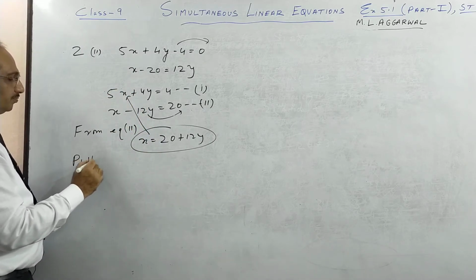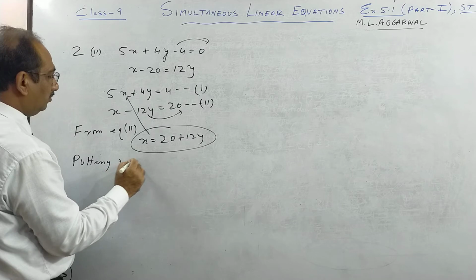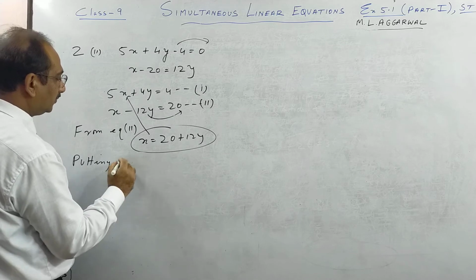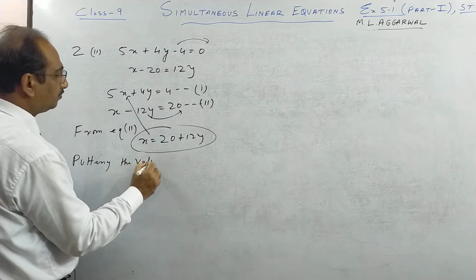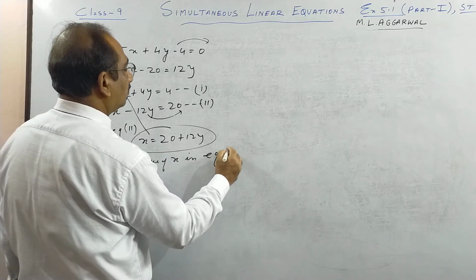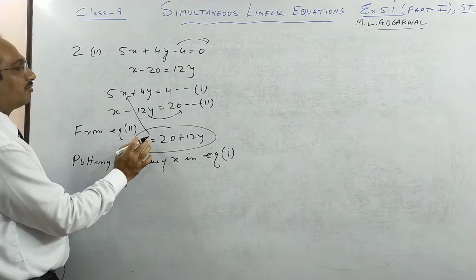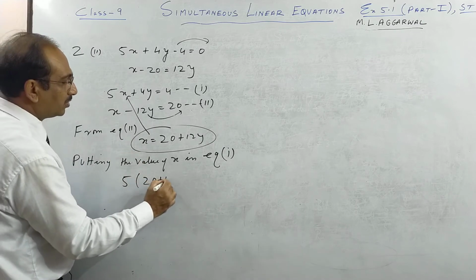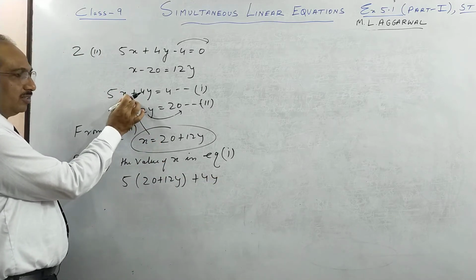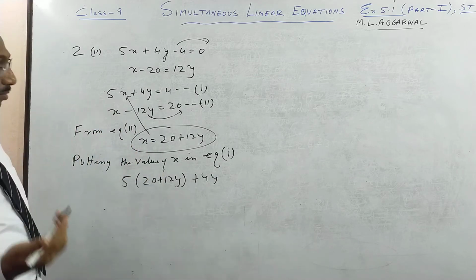So putting the value of x from equation 2 in equation 1, because this we have got from equation 2. So 5 in place of x we will write 20 plus 12y, plus 4y. So this is what substitution is. In place of x in the first equation, we put down the value of x from equation 2. This is what the substitution method is all about.